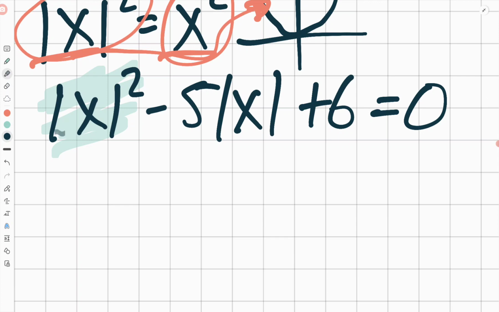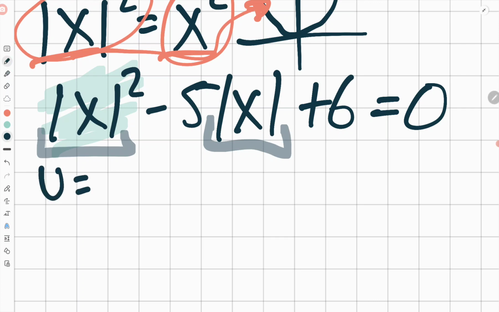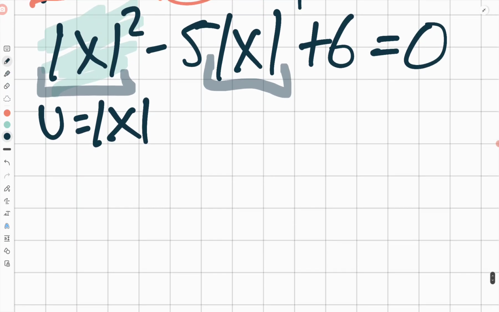Some people will see something like this and they'll get really thrown by the factoring process because you've got absolute value bars and not just single letters. That's okay. You can always try this. You can say u equals the absolute value of x. This is called a variable substitution, and it's helpful for sometimes recognizing forms more easily. It doesn't have to be used, absolutely not, but it's helpful for some people.